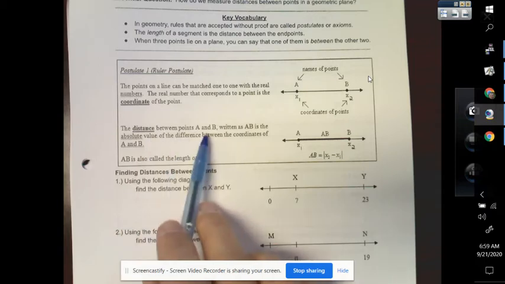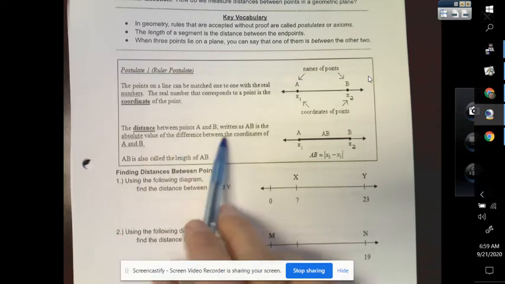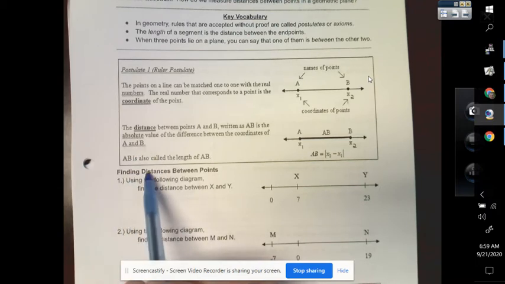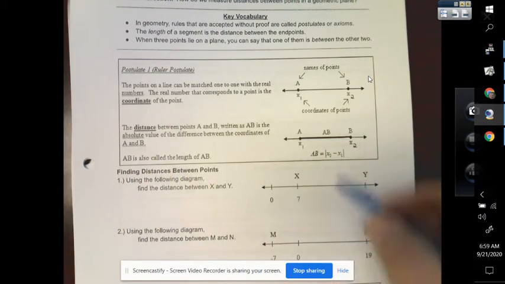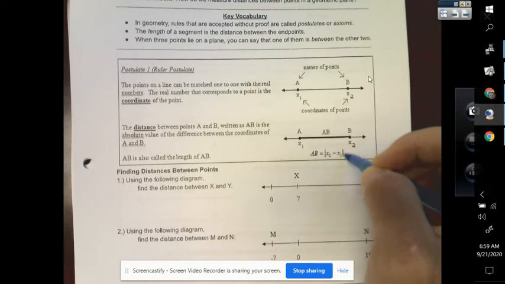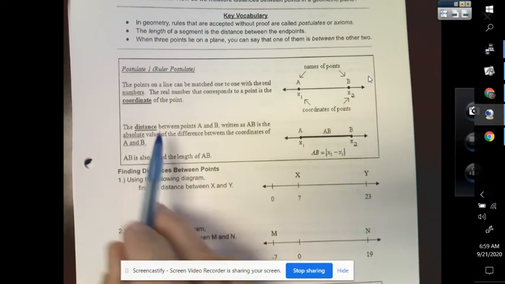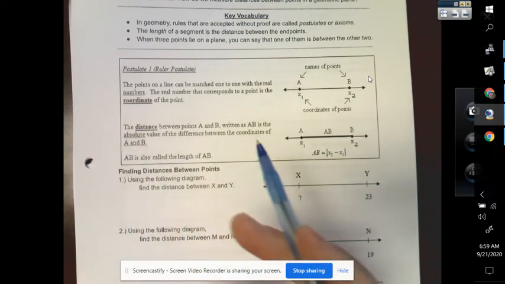And that's what this is saying. The distance between point A and point B, written as AB, is the absolute value of the difference between the coordinates of A and B. AB is also called the length of AB. These are absolute value bars. Absolute value by definition is the distance on the number line away from 0. In shorter terms, it makes things positive. Why is that important? We can't have a negative distance, all right?